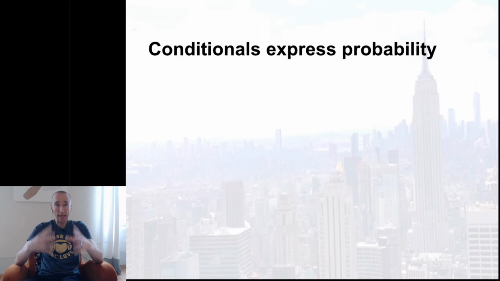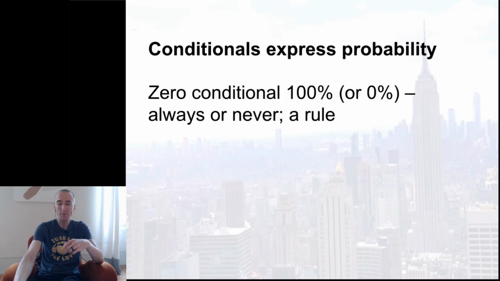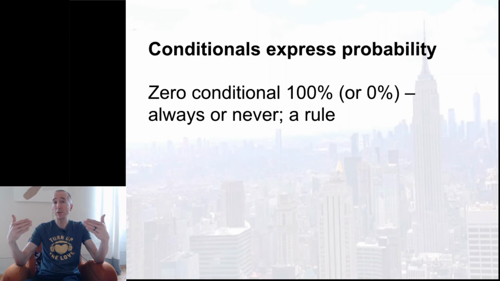The thing to really get is that conditionals express probability. You can look at it as being the zero conditional expresses 100% or 0%. Always or never. This is something that we use to express a rule, something which is always true or always false.